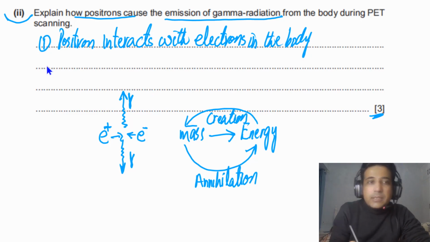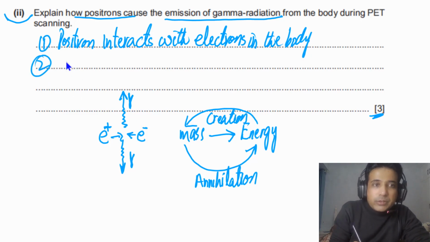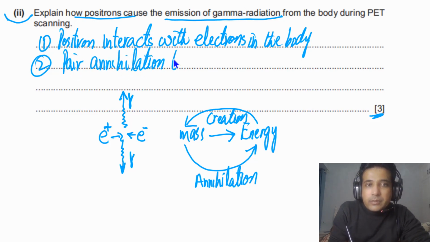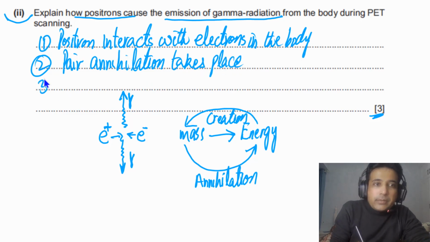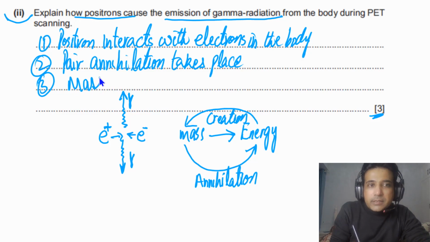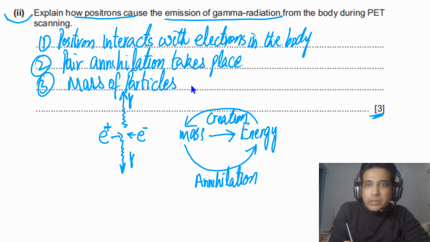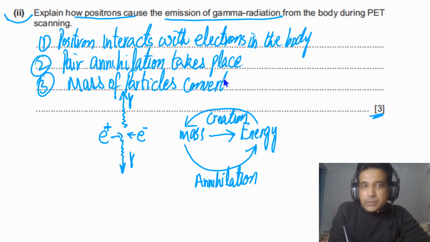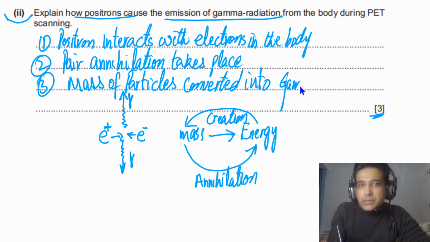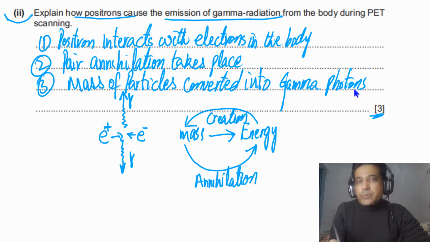Second, in this case, pair annihilation takes place. So this is the second point. And third point, we can say, in this case, mass of particles, that means mass of electron and positron, will be converted into gamma photons. So these 3 points you have to write down. If you write down these 3 points, you will get 3 marks.